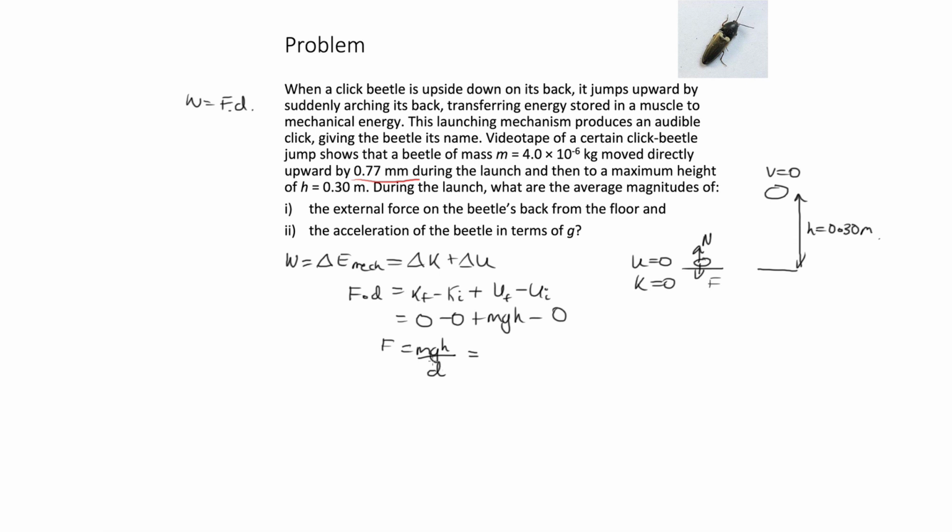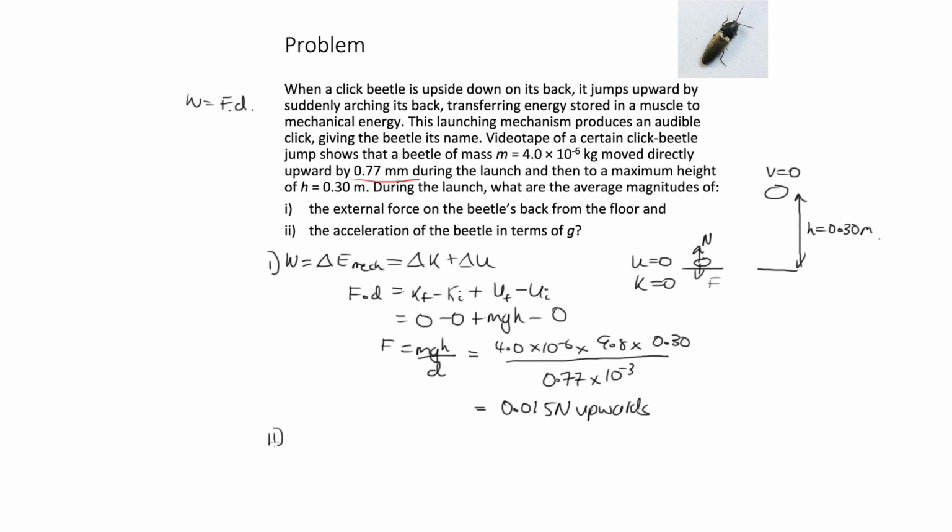So we can now substitute everything into here, because we've got the mass is 4 times 10 to the minus 6, g, that's 9.8, the height it rises to is 0.3 meters, and the distance over which this external force is applied is 0.77 millimeters. So that's 0.77 times 10 to the minus 3. So solving this on the calculator, we get 0.015 newtons, and that's upwards, because it's this normal force here which is launching it. Okay, so that was part 1.